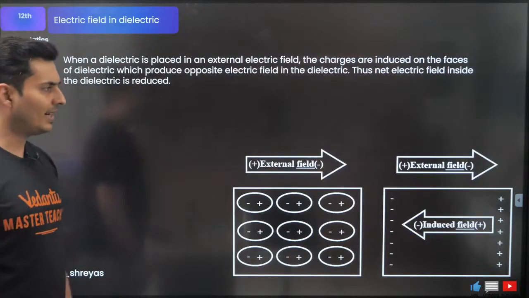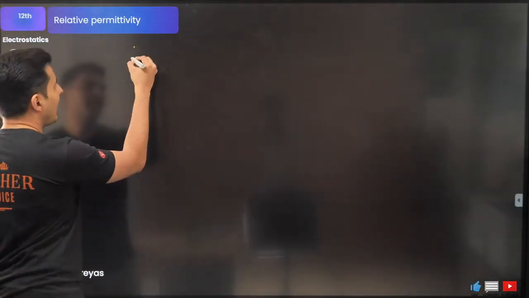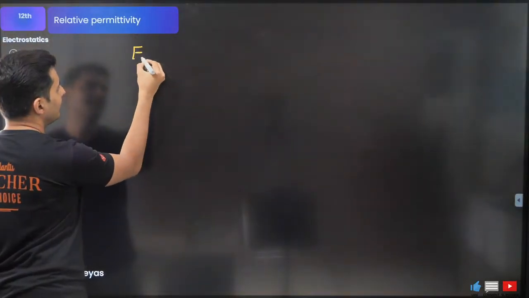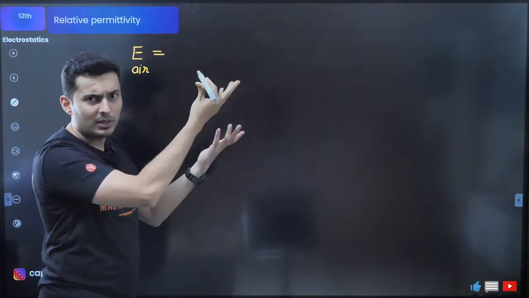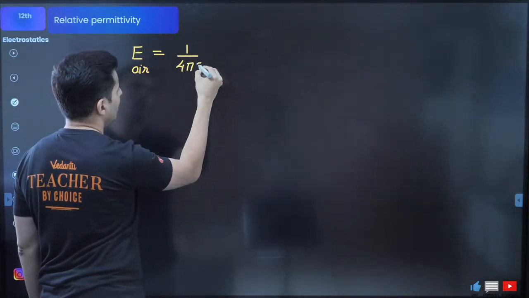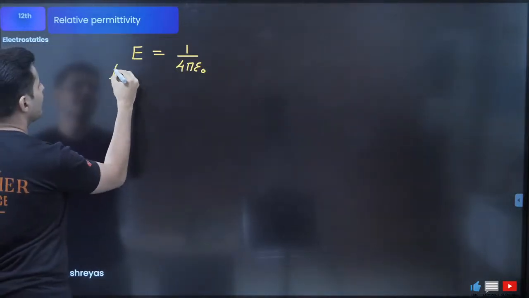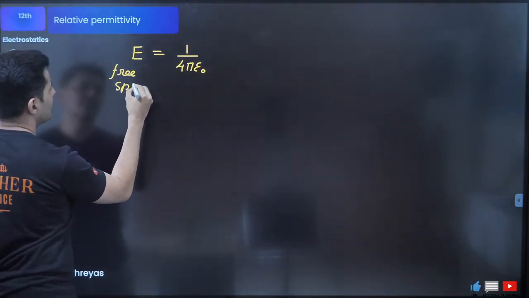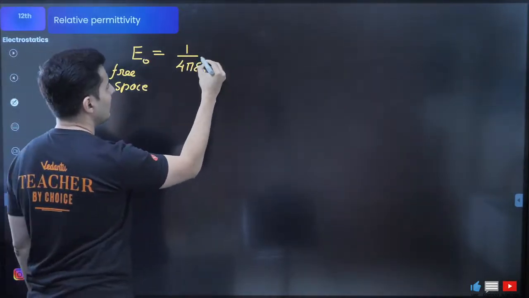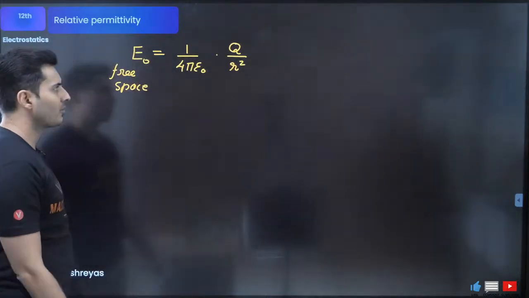Now that we have understood how the external and the internal field works, now comes the final part. See guys, in air, the force or the field looks like this. Be it potential, be it force, anything, it will be like this. Not just in air, guys, I can say vacuum or basically free space. In free space, E naught will be 1 by 4 pi epsilon naught, with a charge at a distance r, so r square.